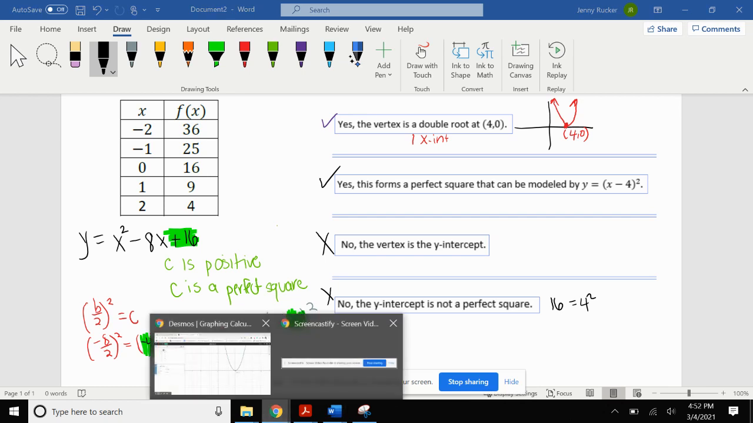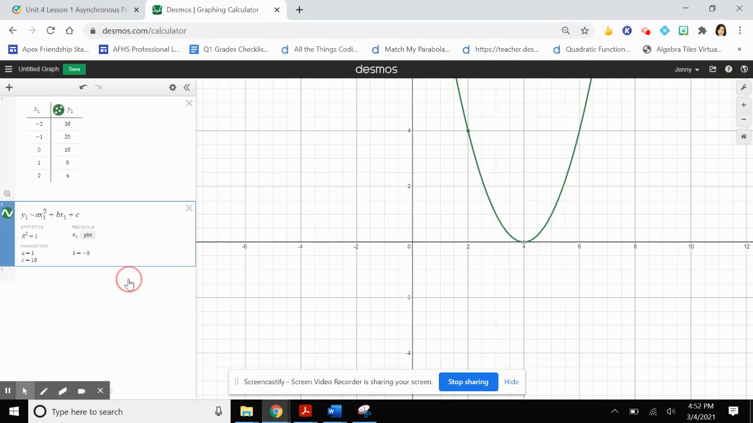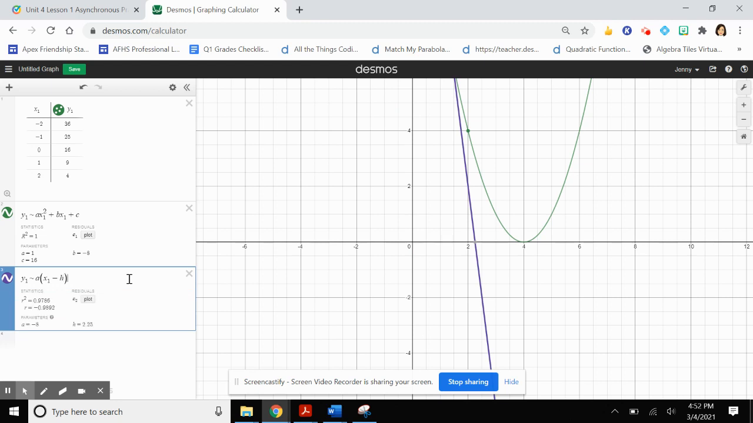Let's just jump back over to Desmos real quick and ask it to create the vertex form for us. y1 tilde a parentheses x1 minus h squared plus k. And here a is 1, h is 4, and k, it's reporting this really yucky decimal, negative 6.2396 times 10 to the negative 15th. That is just 0. So my k value of 0 tells me this is a perfect square, and it is the equation y equals, with a is 1, so x minus 4 squared.